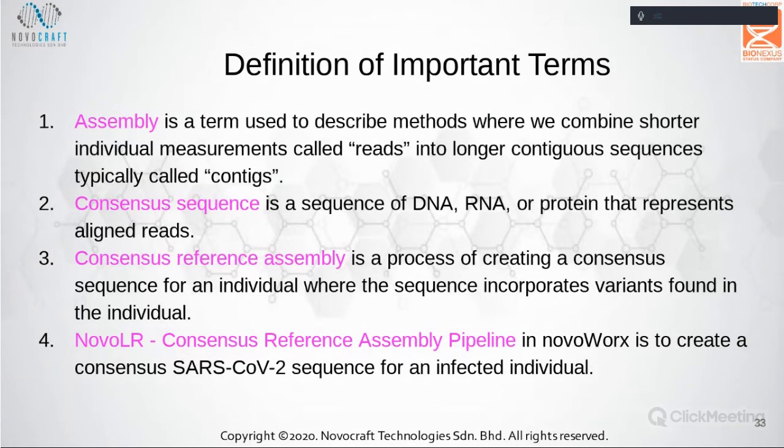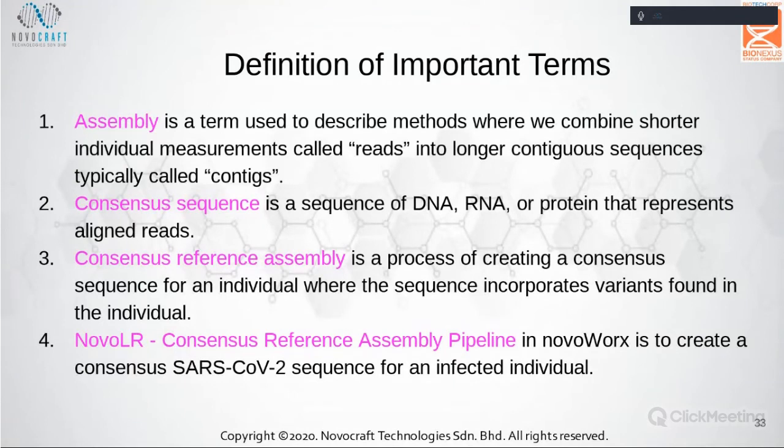During the sequencing process, it breaks the original DNA or RNA into smaller fragments. So the assembly process is similar to putting together an image puzzle from its many pieces. A consensus sequence is a sequence of DNA, RNA, or protein that represents aligned reads. A consensus reference assembly is a process of creating a consensus sequence for an individual where the sequence contains variants found in the individual.